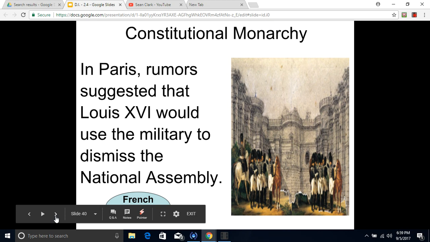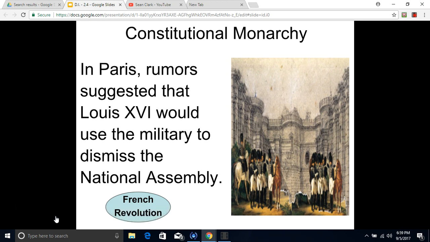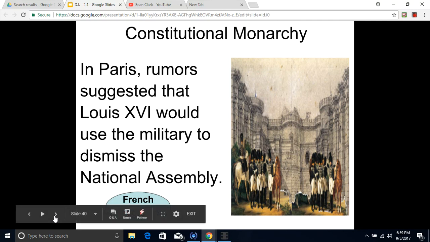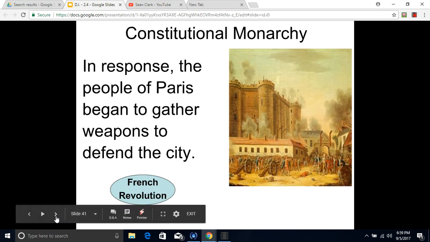Also during this time in Paris, rumors suggested that Louis XVI would use the military to dismiss the Estates General, that is the National Assembly. In response, the people of Paris began to gather weapons to defend the city, and this is a photograph showing that outside of the Bastille.